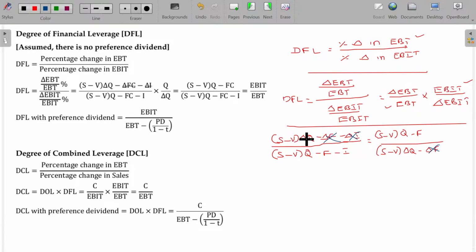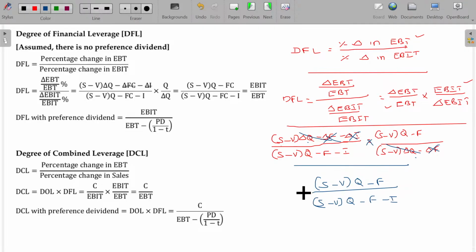Now you can summarize this entire formula. Here the numerator being sales minus variable cost into change in quantity. In the denominator here we have the same value. So then what happens? These two can be completely cancelled. The ultimate answer being sales minus variable cost into quantity minus fixed cost, divided by sales minus variable cost into quantity minus fixed cost minus interest.